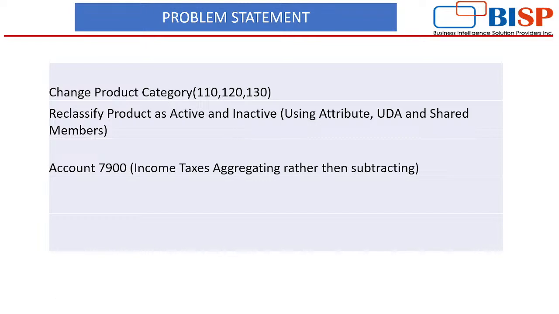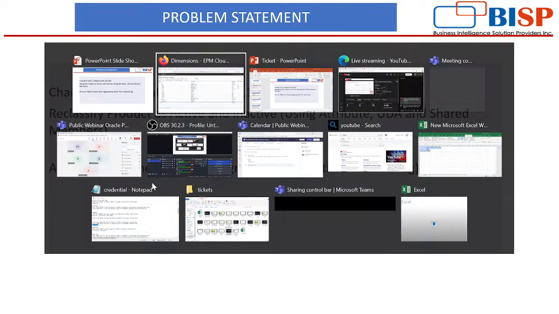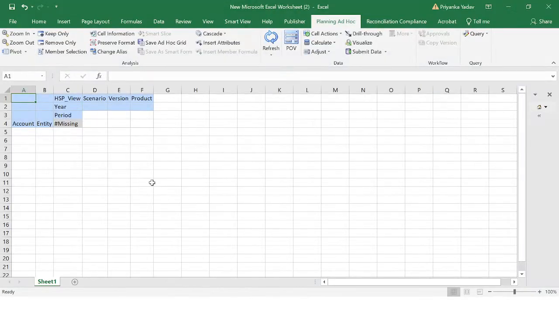Now the third ticket is, there is a certain account which is income tax, and this is aggregating rather than subtracting. 7900. Okay, so this is one Smart View I've created. Let me create the POV, select the POV for it.